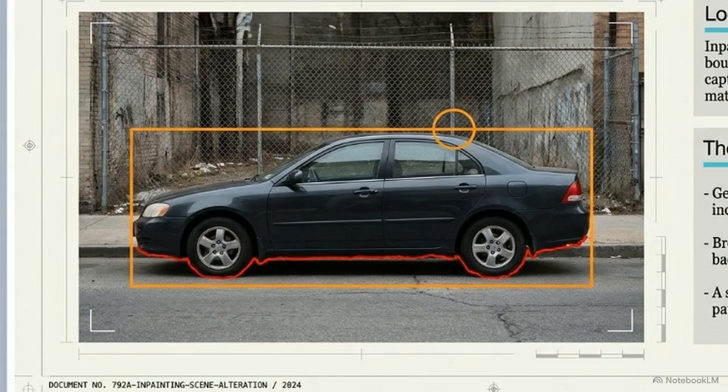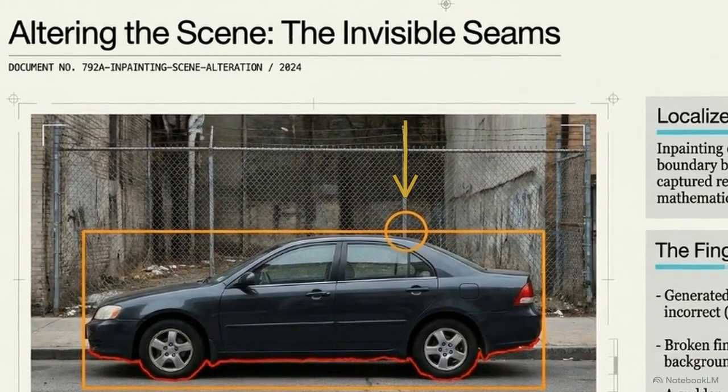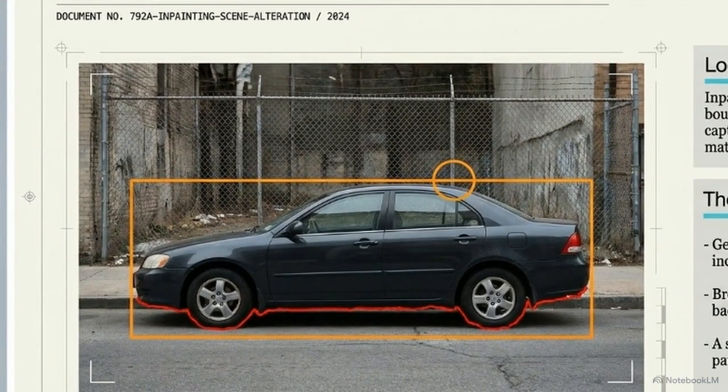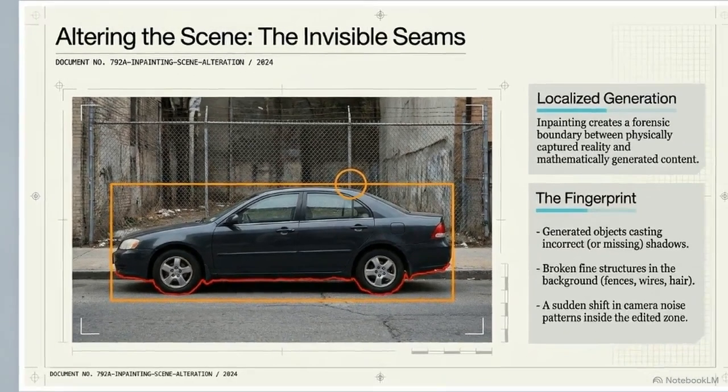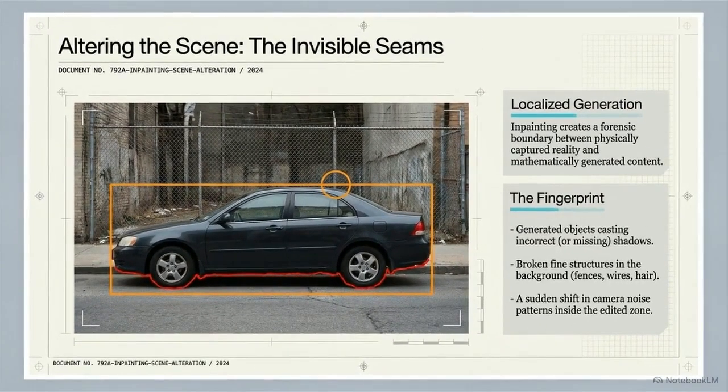We also look for broken background structures. AI often fails to maintain the continuity of fences, wires, or hair as they pass behind the edited zone. Finally, look for a sudden localized shift in sensor noise patterns that occurs strictly within the borders of the edited area. In-painting fails because mathematical approximations cannot perfectly replicate the complex intersecting physics of a real-world environment.